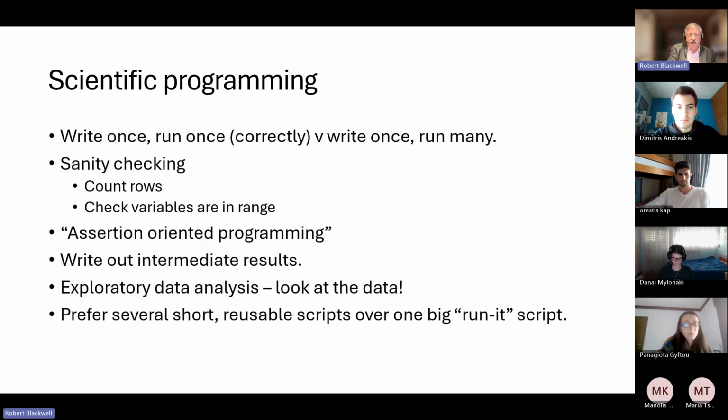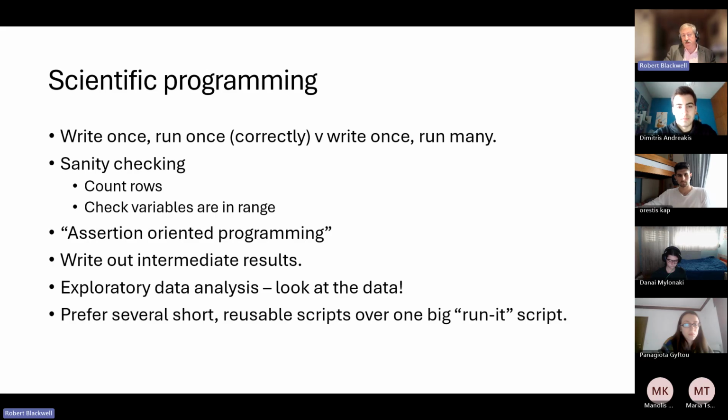So I think it's interesting to think about scientific programming, which is what we're doing. It's very different from writing other kinds of programs, because often what we want to do is write a script that runs correctly once. So we're writing once and running once, whereas lots of people who write software, write once and then run it many times. Generally, we're just writing code to run once. So what we want to do is to make sure it's correct.